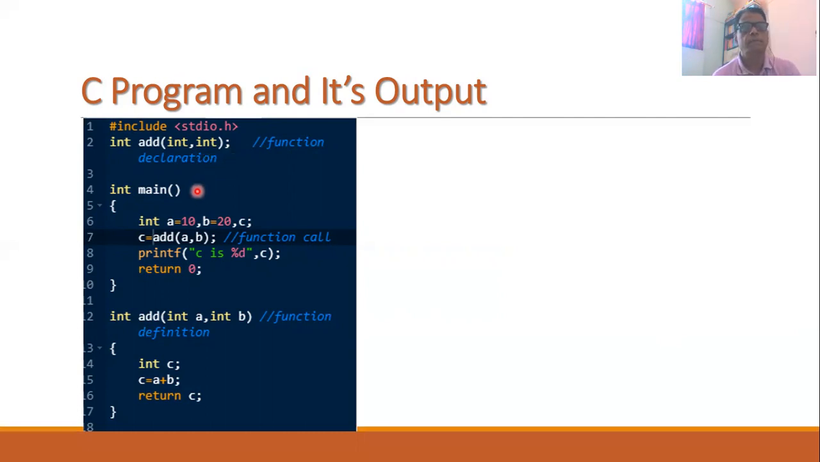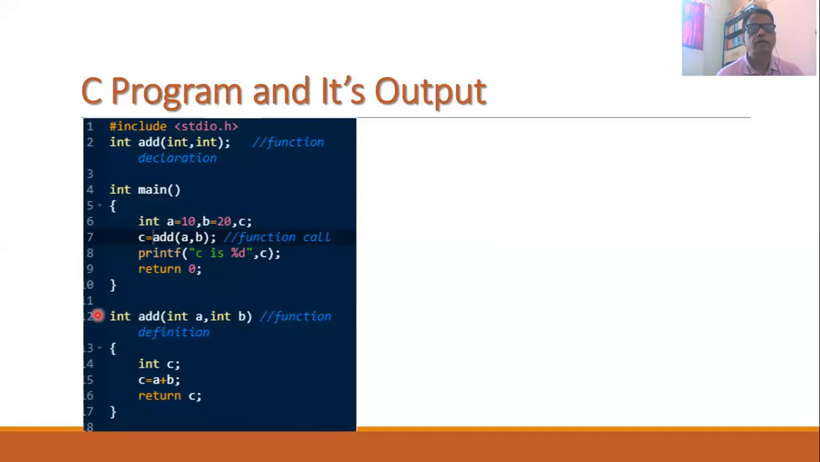Now this is my main function, and in the main function I have declared three variables a, b, and c, where a and b are initialized to values. Now I can call a function simply by writing the name of the function. So this is a call by value. Here I am using the statement c is equal to add(a, b). So a, b become the actual arguments, where the values 10 and 20 will be passed to the function, and the control will be transferred to the function definition when this statement is executed.